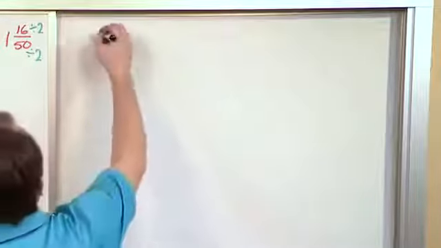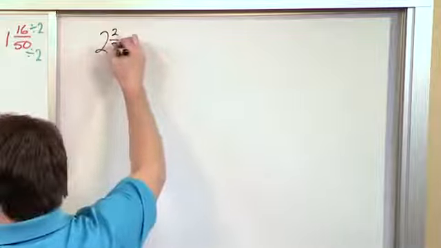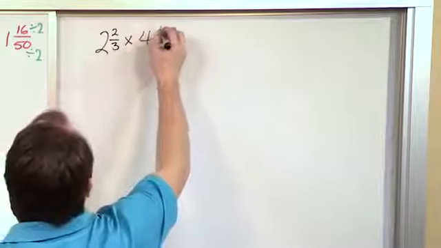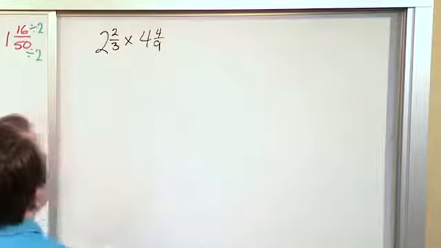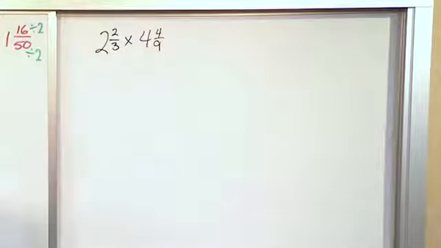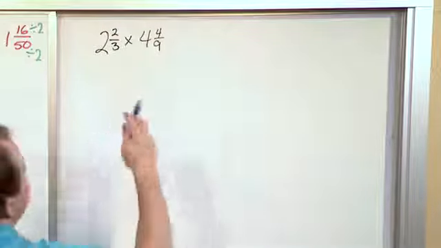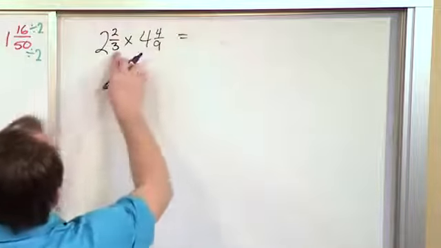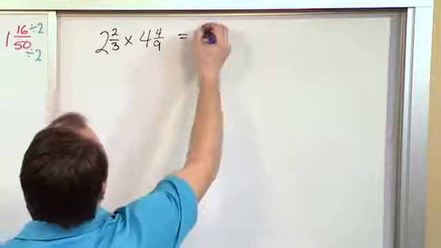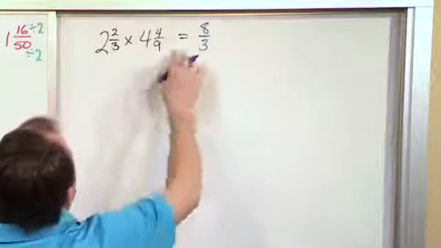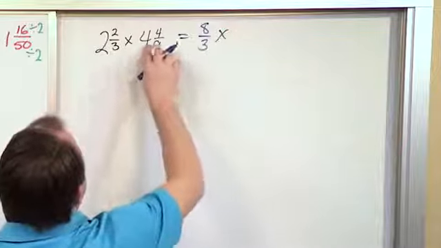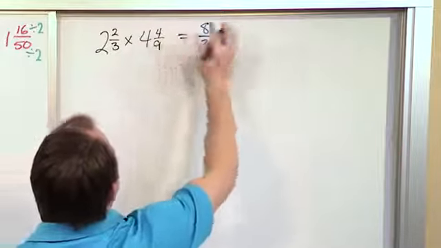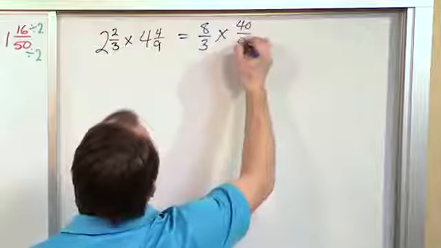Here we have 2 2/3 times 4 4/9, and we're going to multiply these together. And just like we've done for all of these, we're going to change them to improper fractions. 3 times 2 is 6, plus 2 is 8, and we'll put it over 3. 9 times 4 is 36, plus 4 is going to give me 40, and that's going to be over 9.